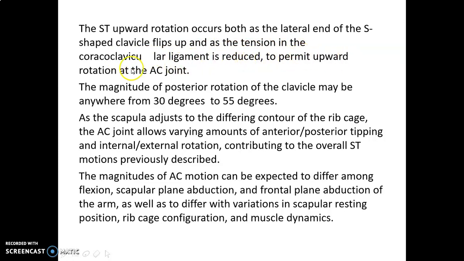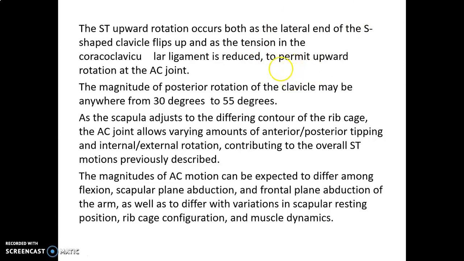To permit upward rotation of the AC joint, scapulothoracic upward rotation occurs at the lateral end of the S-shaped clavicle. When the axis of scapulothoracic rotation comes to the acromioclavicular joint, tension builds up in the sternoclavicular joint because the coracoclavicular ligament becomes taut.